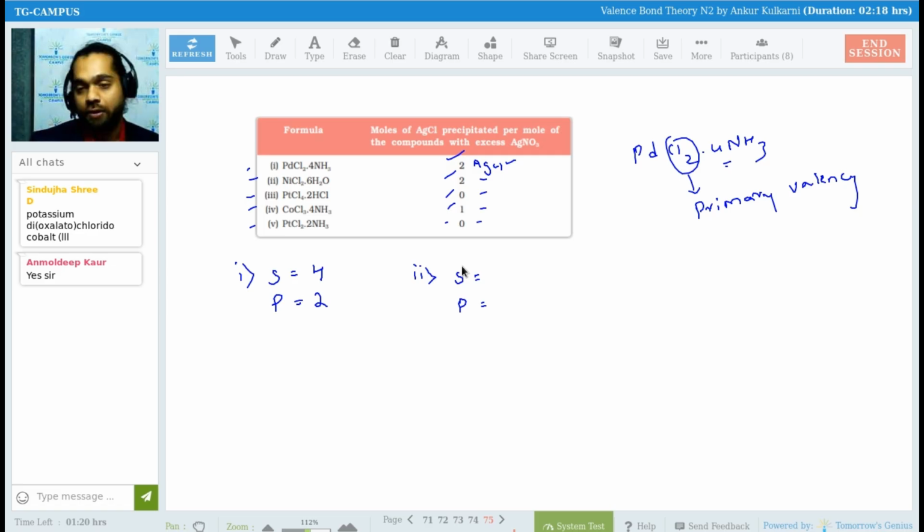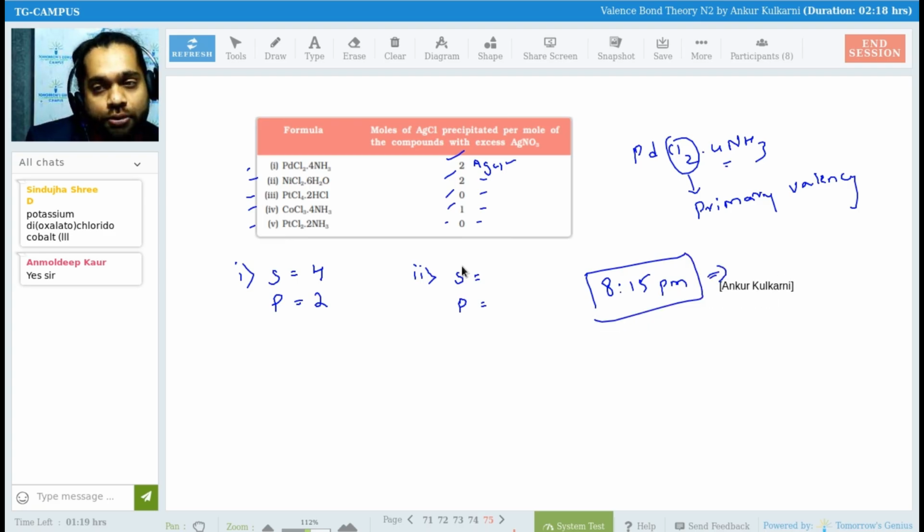Okay, chalo, let's take a break now. I am happy that you have got it. After the break, we'll start with isomerism. It is 8:05. Let's begin at 8:15. Please do not come late. Come by 8:14, I have to start by 8:15.